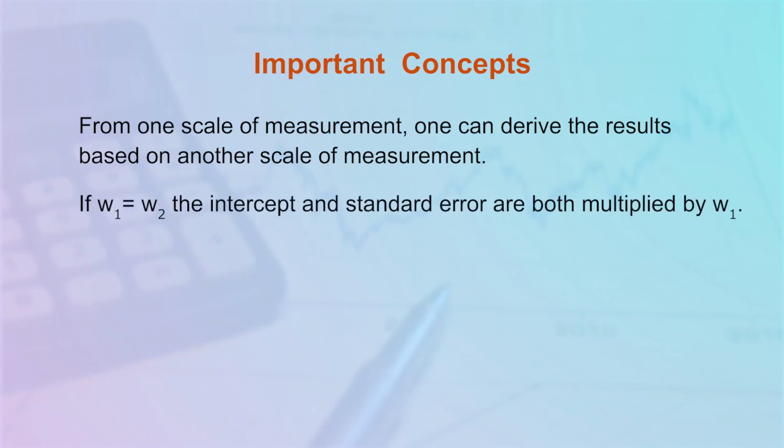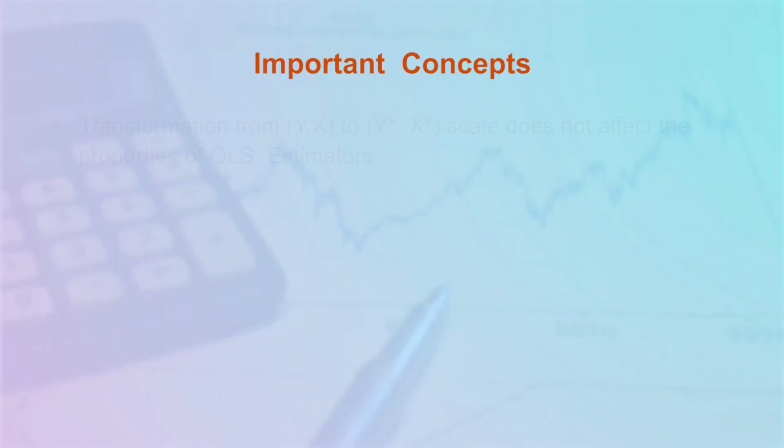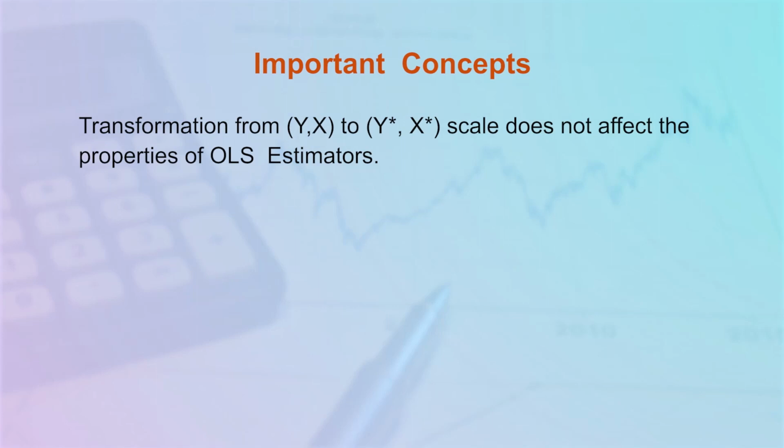If W1 is equal to W2, then intercept and standard error are both multiplied by W1, particularly the intercept coefficient. But if W2 equals 1, then all the coefficients are multiplied by W1 because W2 doesn't have any separate relevance. However, we have to be very careful regarding the last sentence mentioned here: whether we transform yx to y star x star, this does not affect the properties of the OLS estimators. So the properties of the OLS estimators remain the same even if we make this transformation.